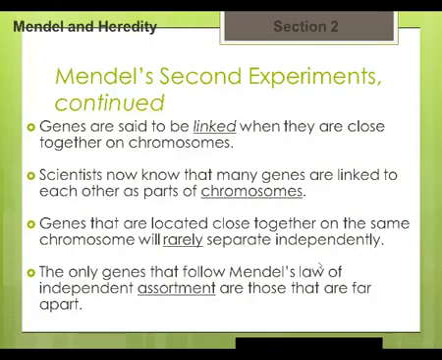The genes that follow Mendel's law of independent assortment are those genes that are either on separate chromosomes or are far apart from one another.